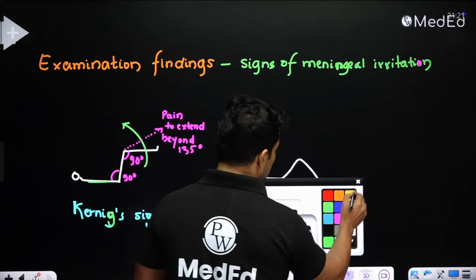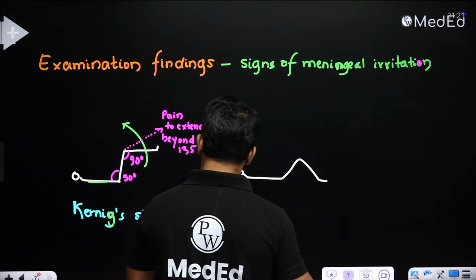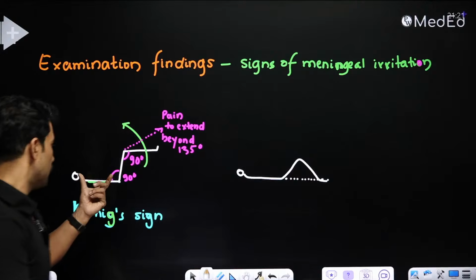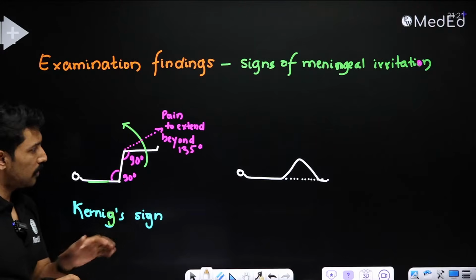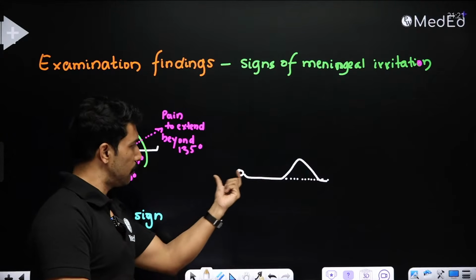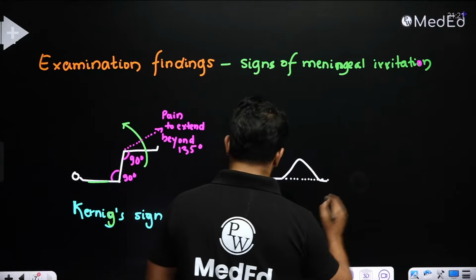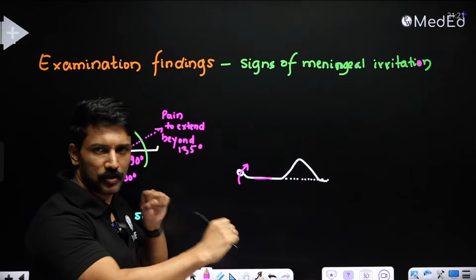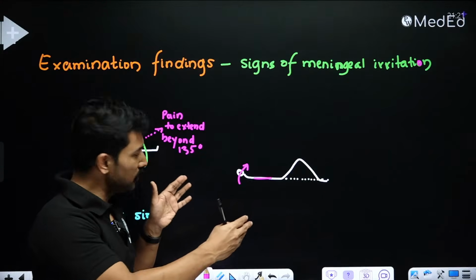Then we have one more called Brudzinski sign. Here we ask the patient to lie down flat on the bed, and here also we will try to stretch the spine. In Kernig we were stretching the spine by manipulating at the foot end. But in Brudzinski, we will stretch the spine from the head end. We will flex his head. As I flex his head, the irritated meninges will get stretched along with the spine. That triggers the pain.